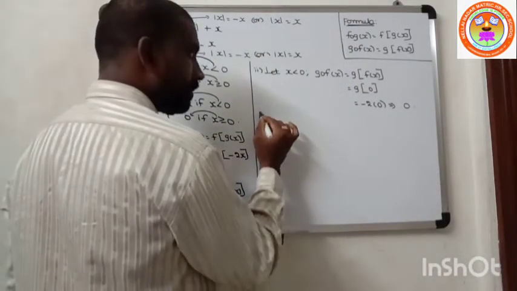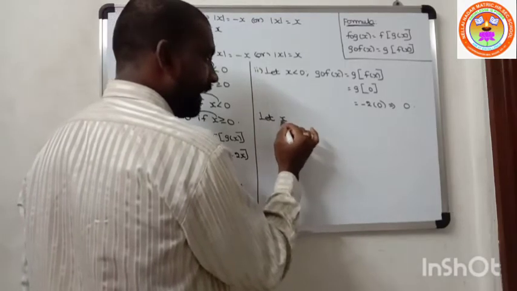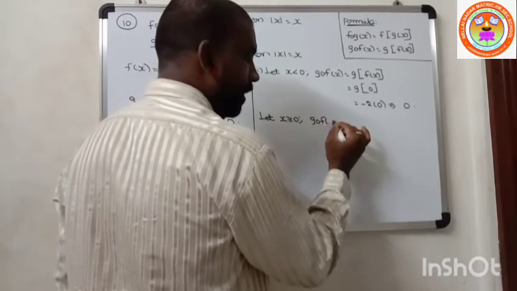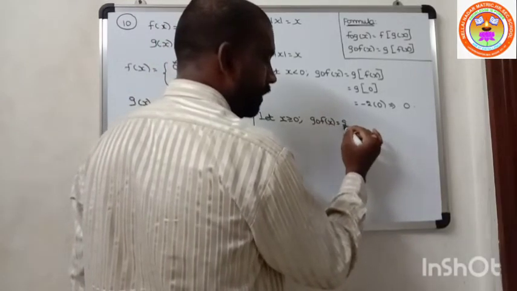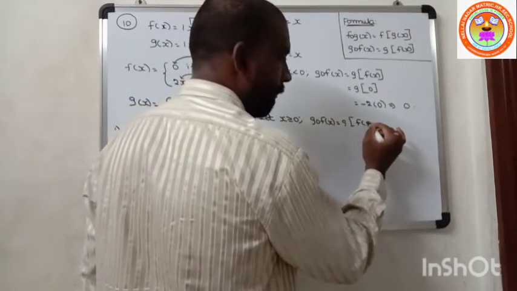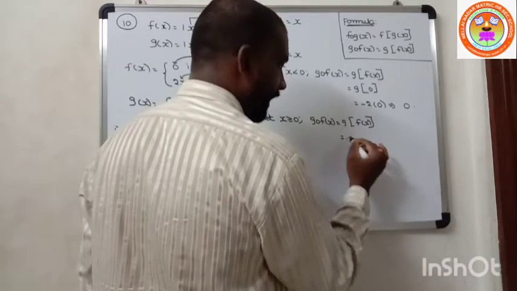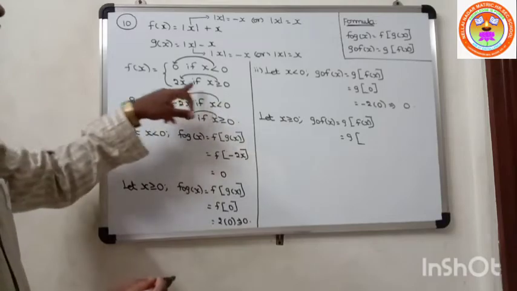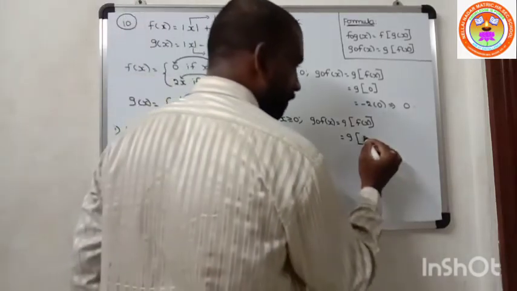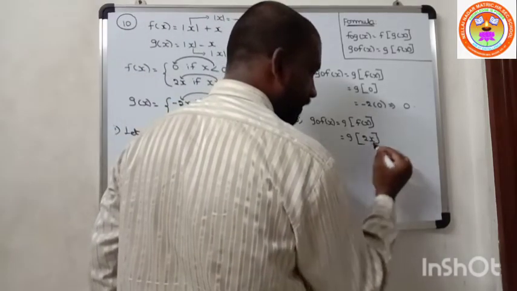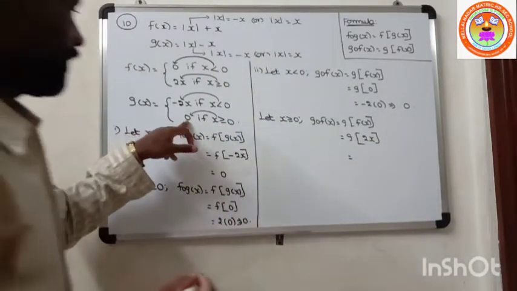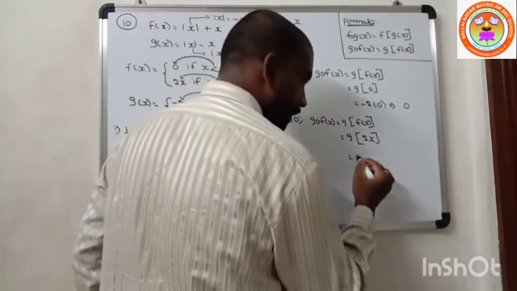Then let x be greater than or equal to 0. g composite f is g of f of x. For x greater than or equal to 0, f of x is 2x. g of 2x, for x greater than or equal to 0, is 0.